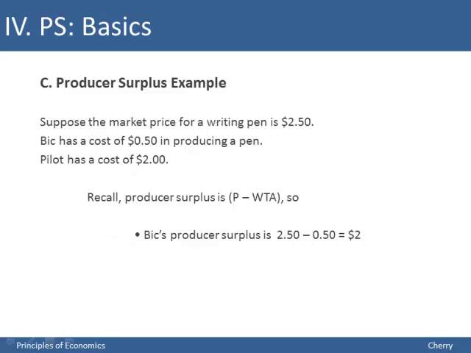So their producer surplus is $2. Pilot's producer surplus is $2.50, the price received, minus their cost, $2, or their willingness to accept. So that leaves them a profit of 50 cents per pen. Right? So Bic's producer surplus is $2, Pilot's producer surplus is 50 cents.